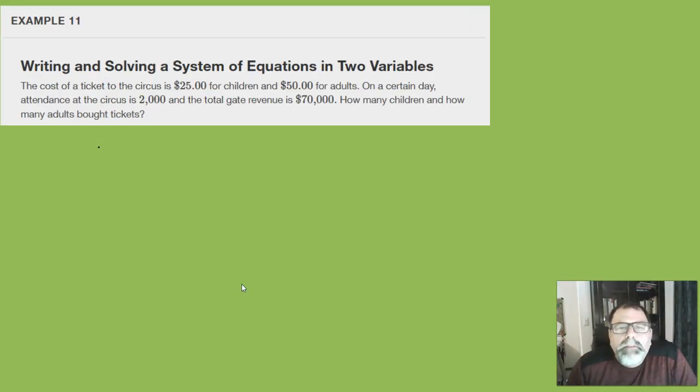Example 11, writing and solving a system of equations in 2 variables. The cost of a ticket to the circus is $25 for children and $50 for adults. On a certain day, attendance at the circus is 2,000 people. And the total gate revenue is $70,000. How many children and how many adults bought tickets?